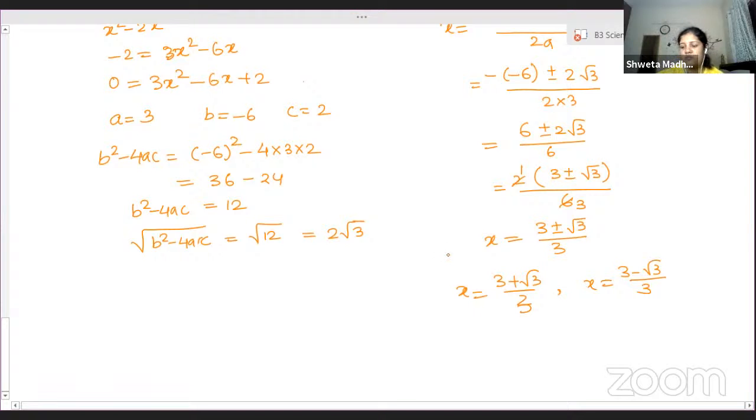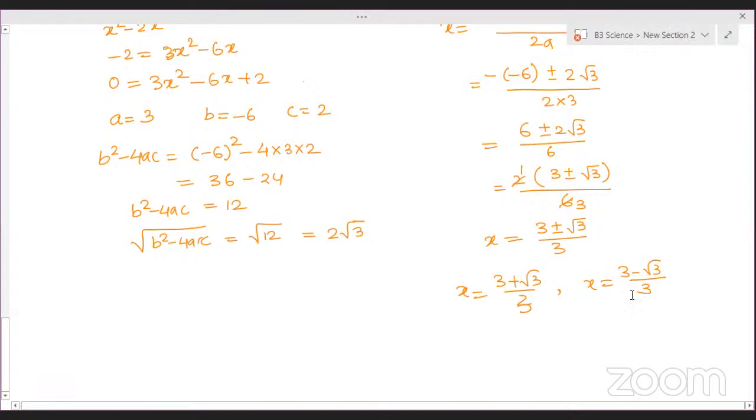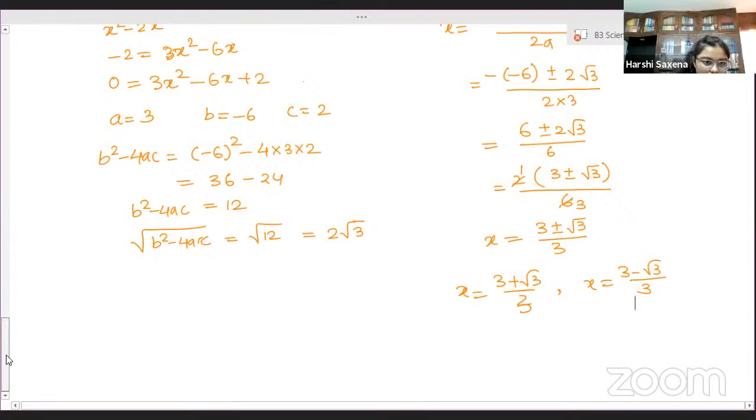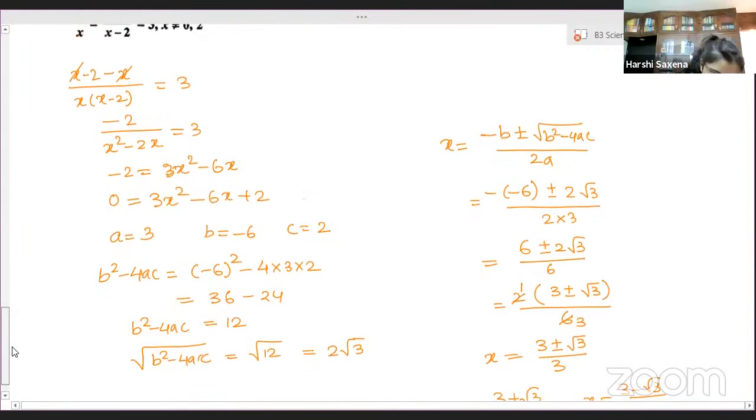Clear? Yes, ma'am. Able to understand what to do with irrational numbers? Yes, ma'am. You can write down.